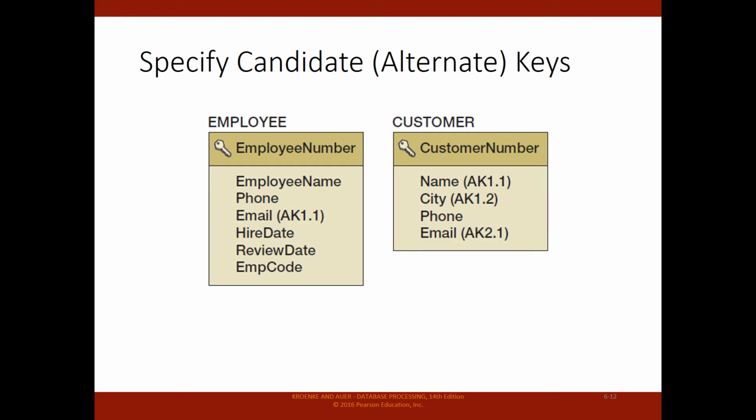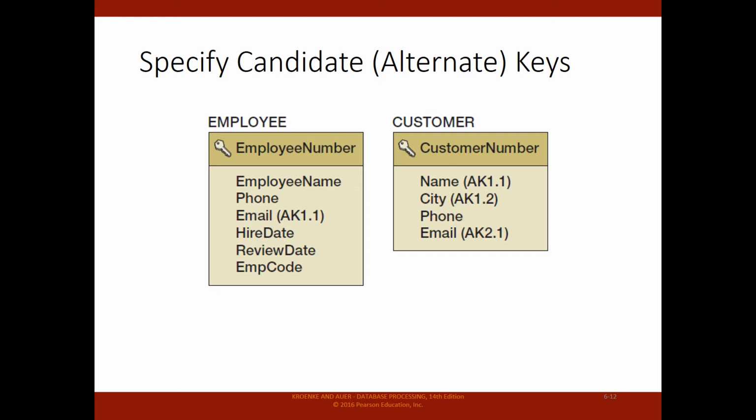So in the first table, you can see that email is an alternate key, and 1 is the order of the alternate key, because we have only 1, and it is the first alternate key that we have in this table. And the other one stands for the column. So the email is column number 1 for that particular alternate key.